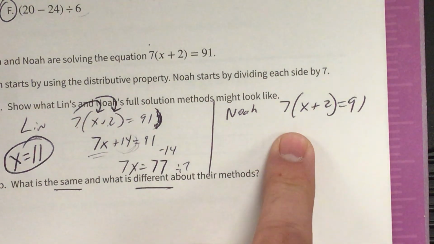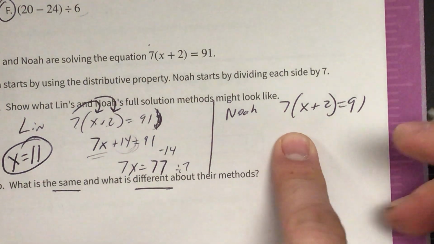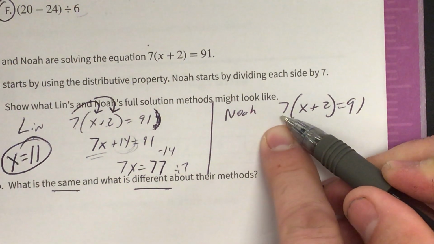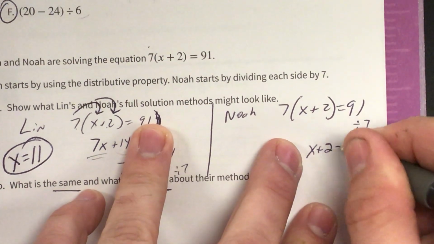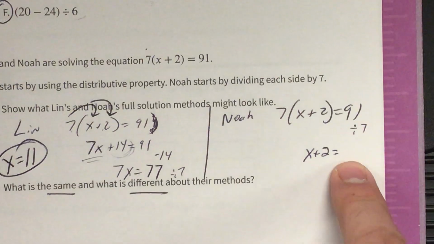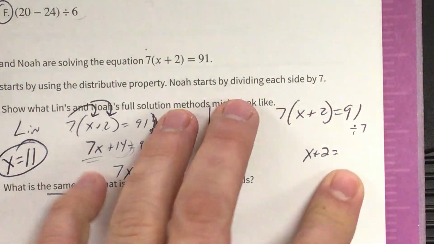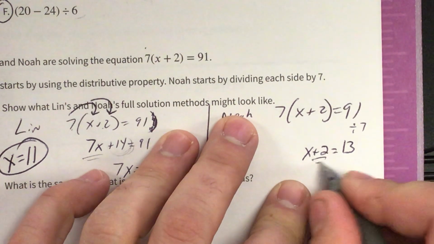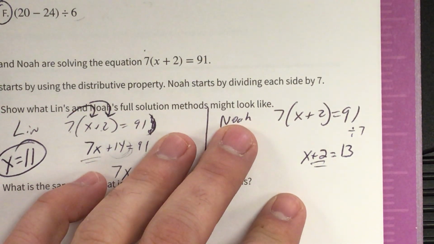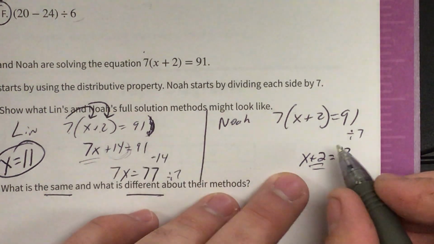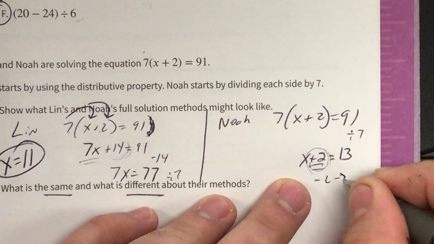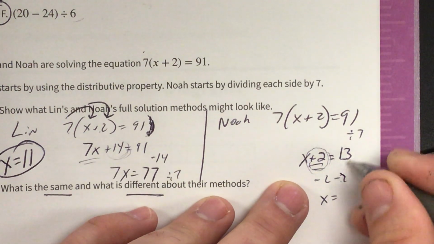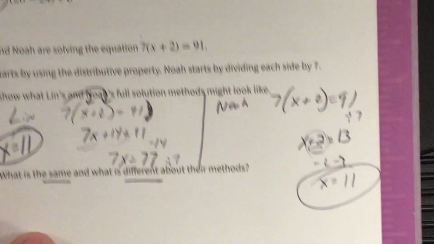Divide by 7, and I get? All right, now let's check Noah's way. Noah's way is the one that you guys prefer, right? Get rid of that 7. How? Divide by 7. What is 91 divided by 7? Molly. 13, and then I do the opposite of that. Dieterle? Opposite, subtract 2. And I get? 11.